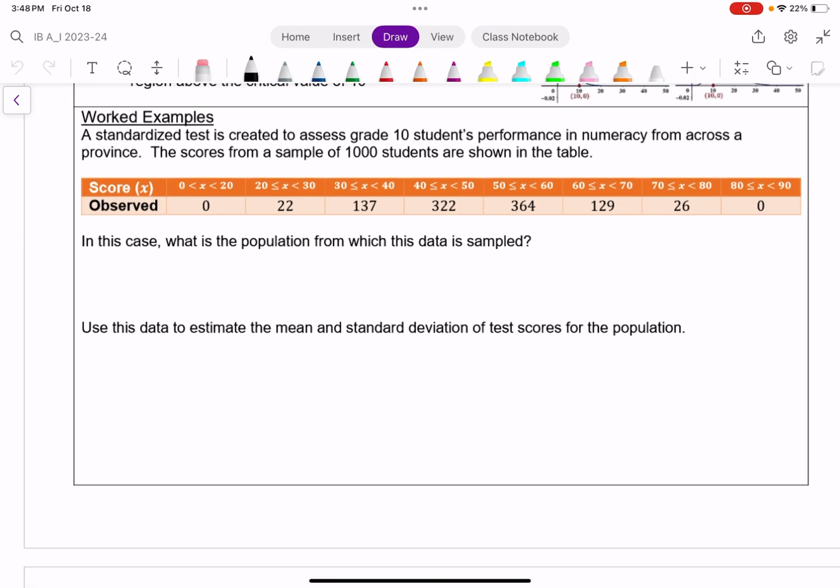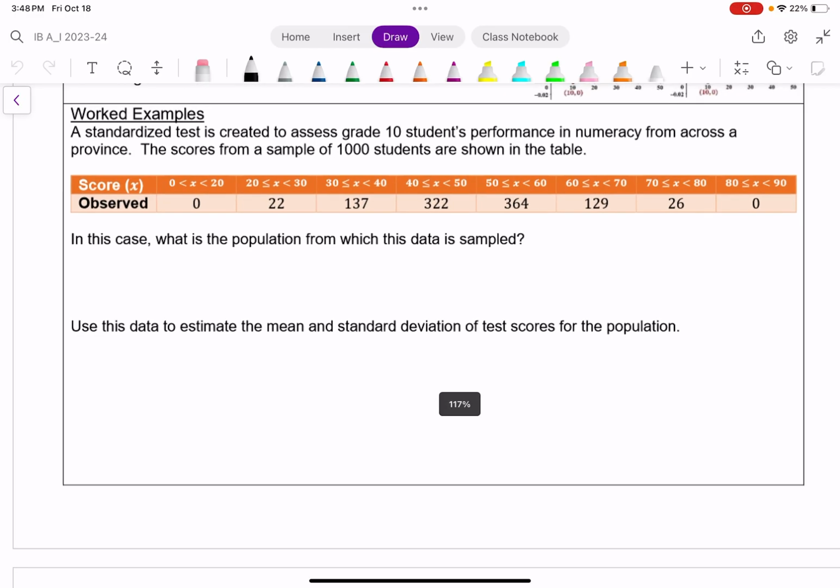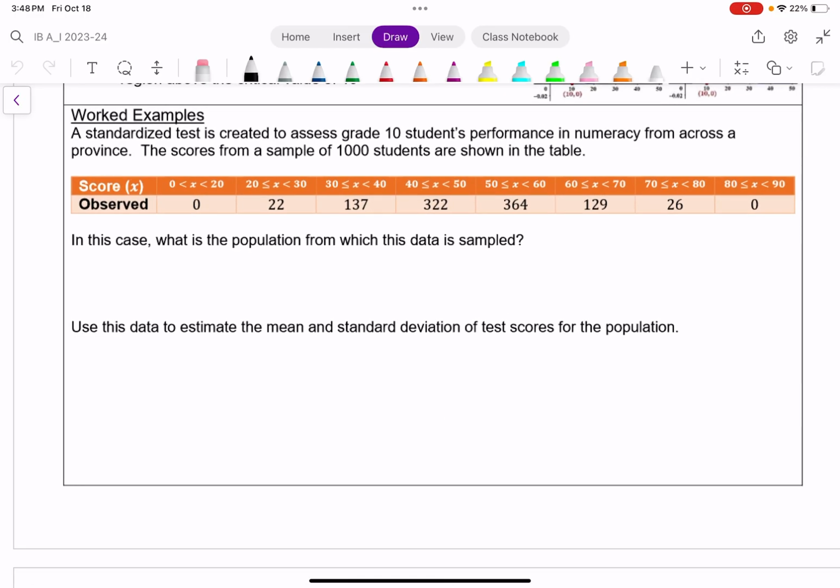This question is all going to be based on this table here, which is meant to be data from 1,000 students across a province, their grade 10 performance in a numeracy test. We can see their scores broken up here, from 0 up to 90, and the frequency of them. This is a sample of 1,000 students from all the grade 10 students in the province.